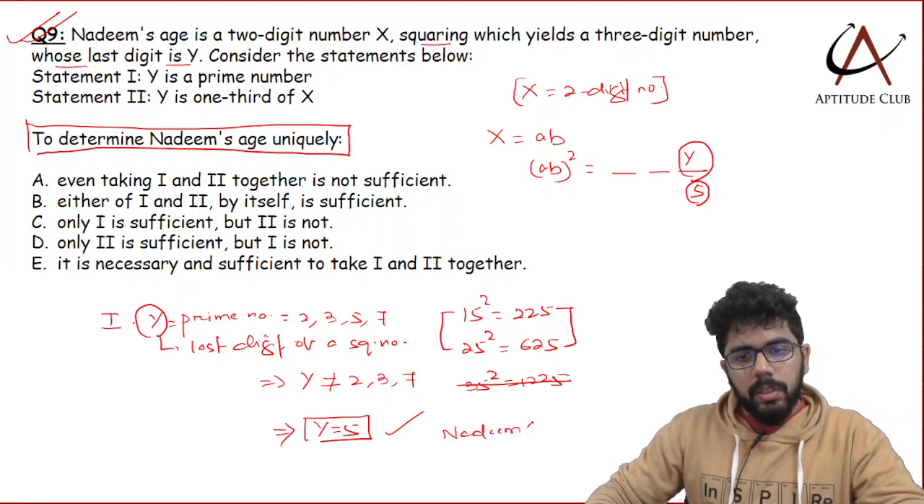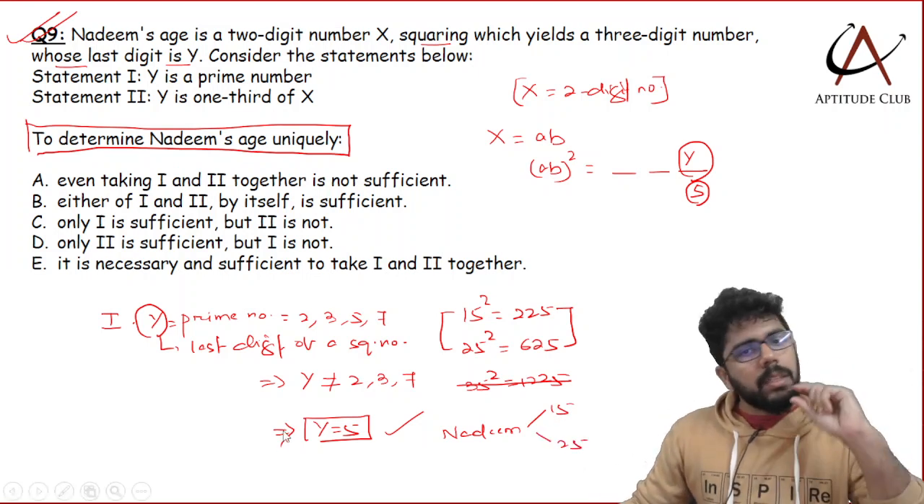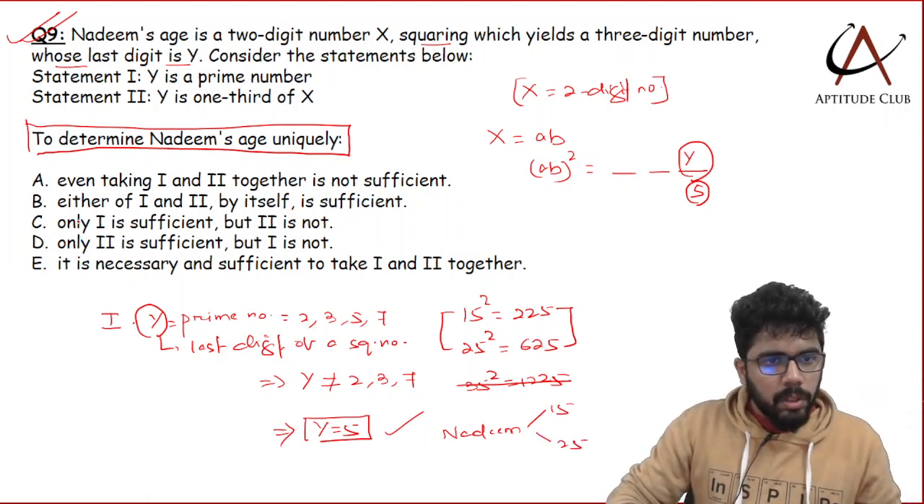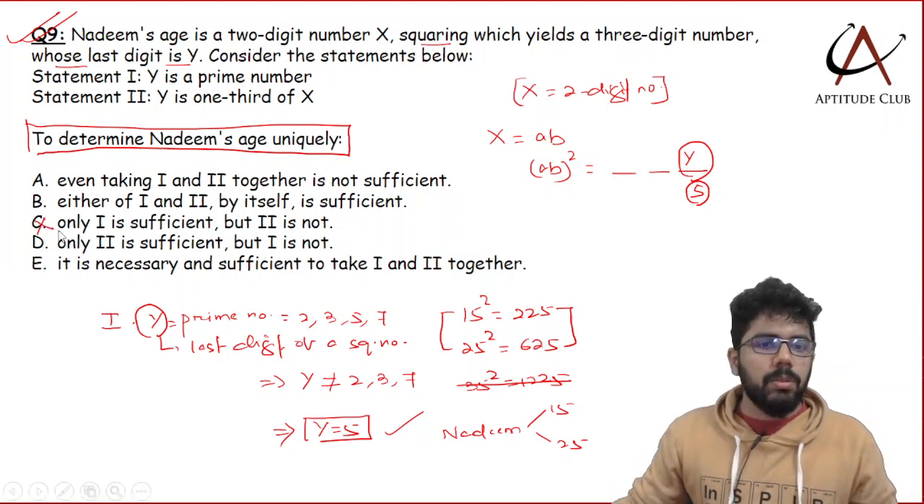Now I cannot say uniquely, it can be 15, it can be 25. So is statement 1 enough? No. So only 1 is sufficient but 2 is not. Option C is rejected.